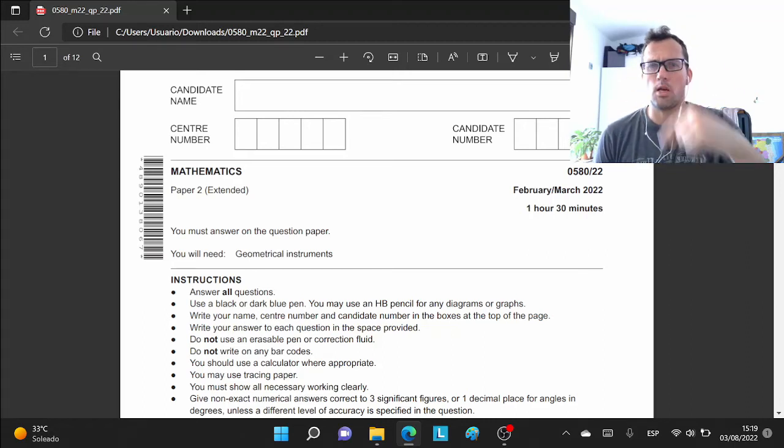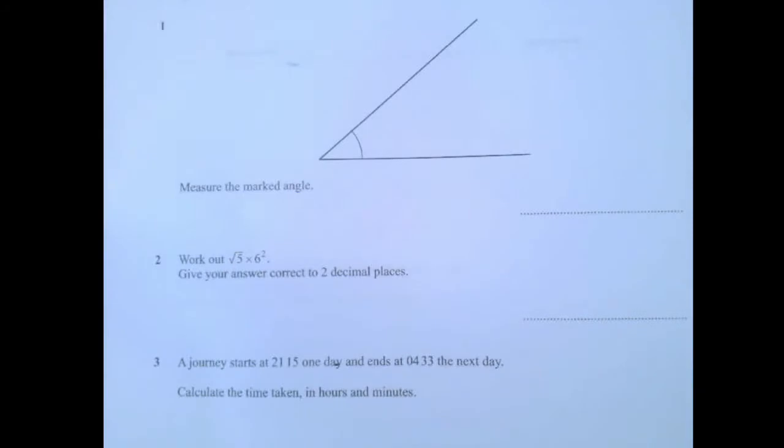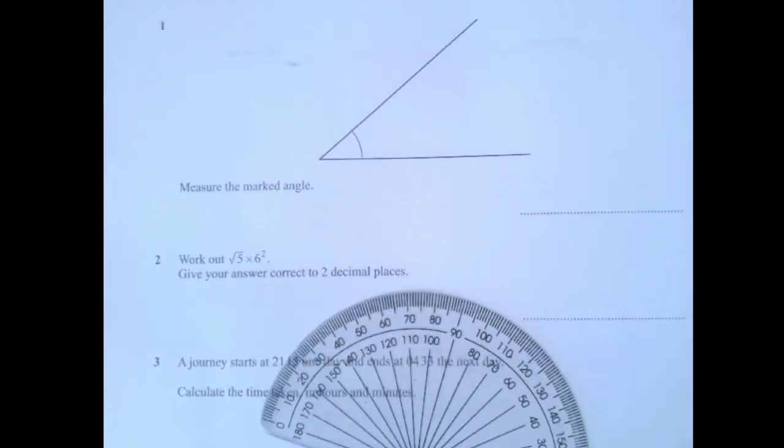As you can see here, today we're doing the February-March 2022 paper 22. This is going to be awesome. Question 1, simple measuring the angle.